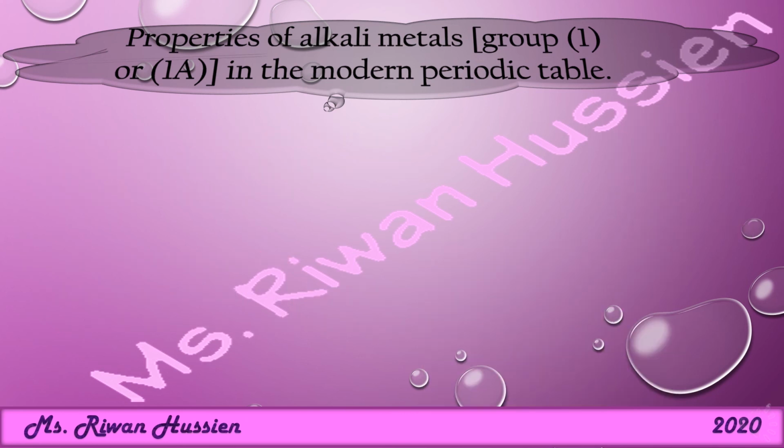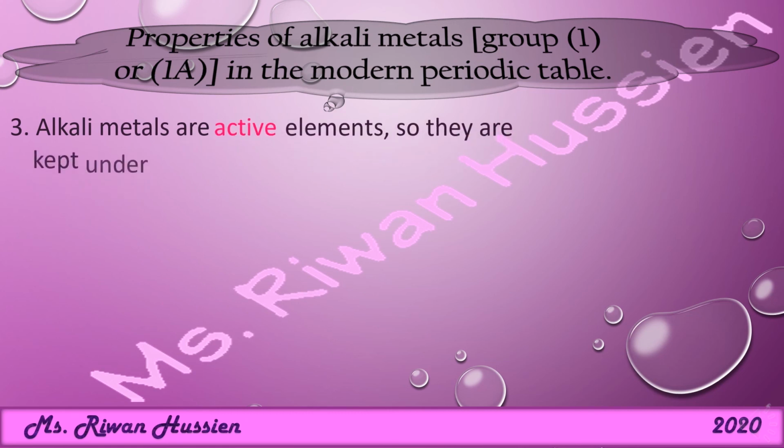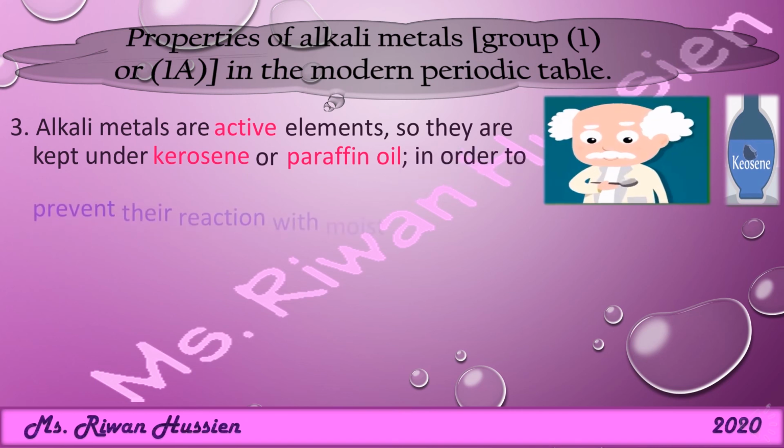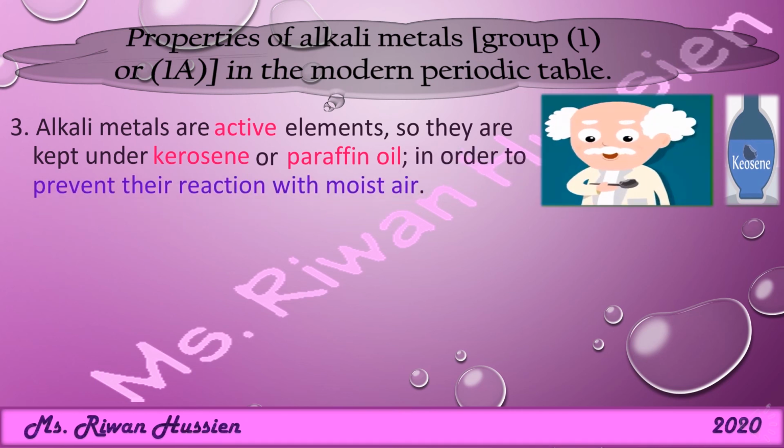As we've just said that alkali metals lose easily the valence electron and change into positive ions, so they are active elements. Therefore, alkali metals are active elements, so they are kept under kerosene or paraffin oil in order to prevent the reaction with moist air.